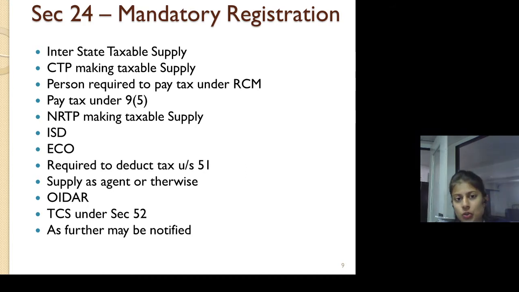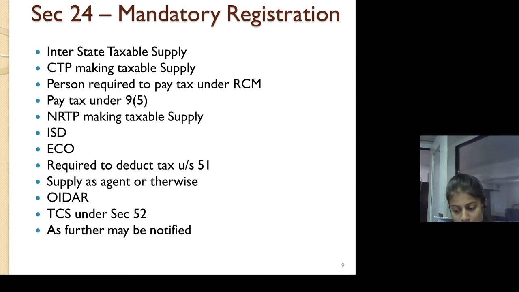See, those categories are covered over here. First is interstate taxable supply. Now your exemptions had come up because it is said that even if you make 1 rupee of interstate taxable supply, you will be liable to register. So we saw that exemption related to services or handicraft. Interstate was the main catch.